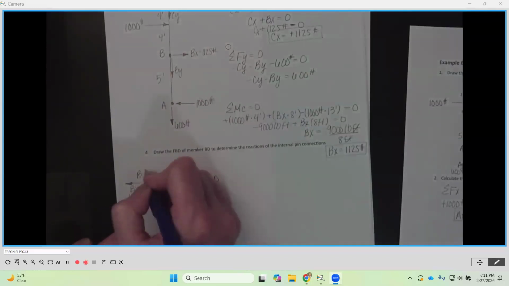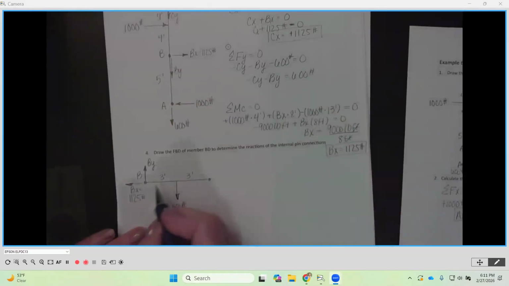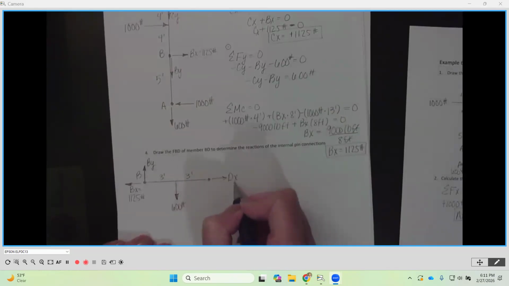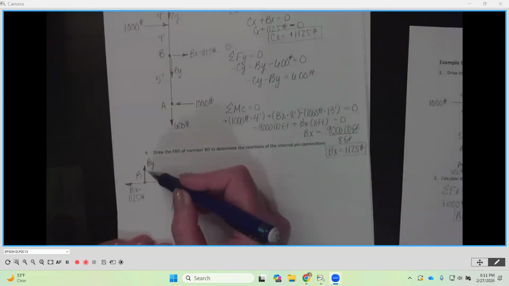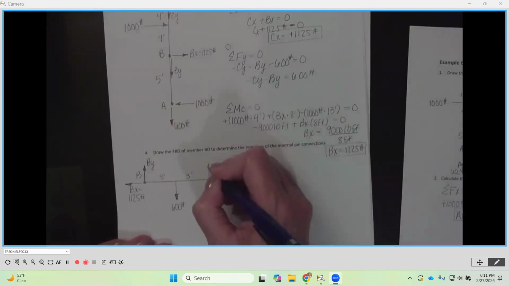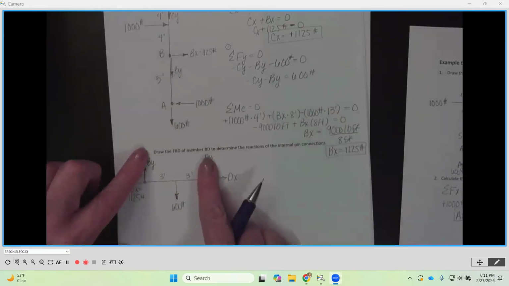So I'm going to move my B here again. We're going to show BY going up. We don't know its magnitude yet, but it's the opposite direction on an internal pin. Then over on the right-hand side at D, since we have BX going to the left, I'm going to show DX going to the right. And since we have 600 going down in the middle and BY was on that side, I'm going to show DY going up here. Logic tells us it's going to support going up, since this is mid-span in the middle going down.